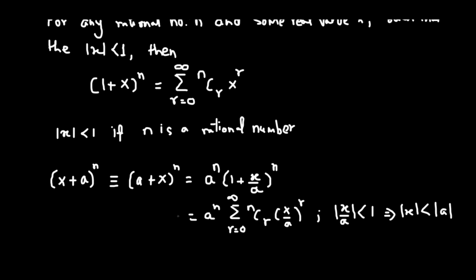So this is how we can express any given binomial expression for some rational index n in this particular format. So in the next lecture, we're going to work on problems based on this particular theorem, and that will solidify your concept. See you in the next lecture.